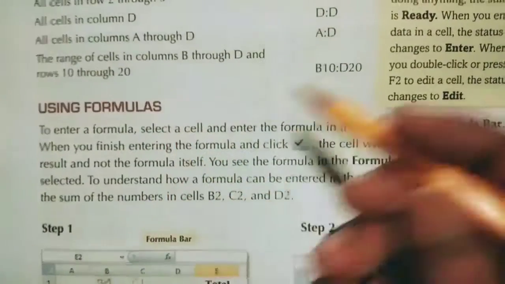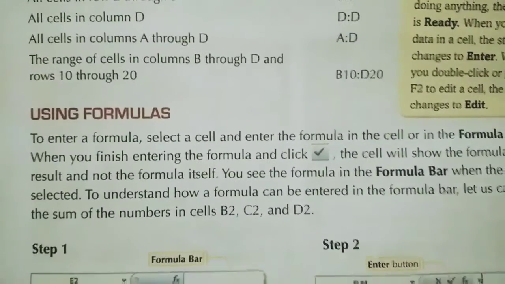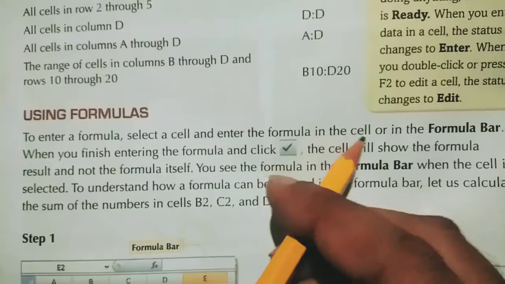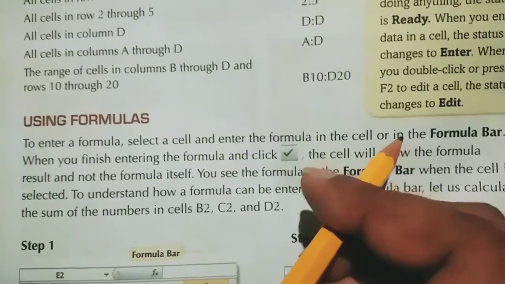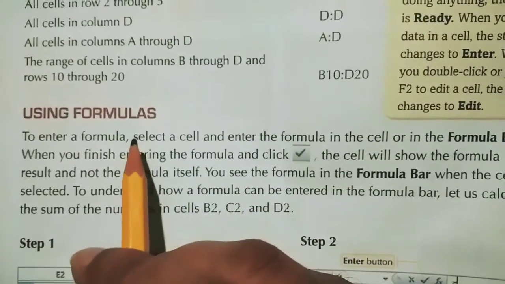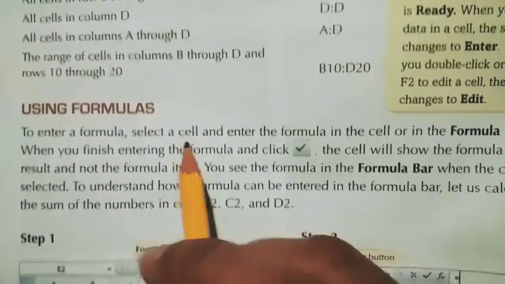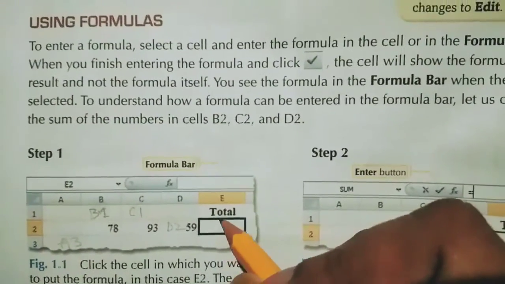How can you use a formula to calculate any maths? To enter a formula, select a cell and enter the formula in the cell or in the formula bar. First of all, you have to select the cell in which you are doing the calculation. Suppose in this cell I am doing the calculation of the total.